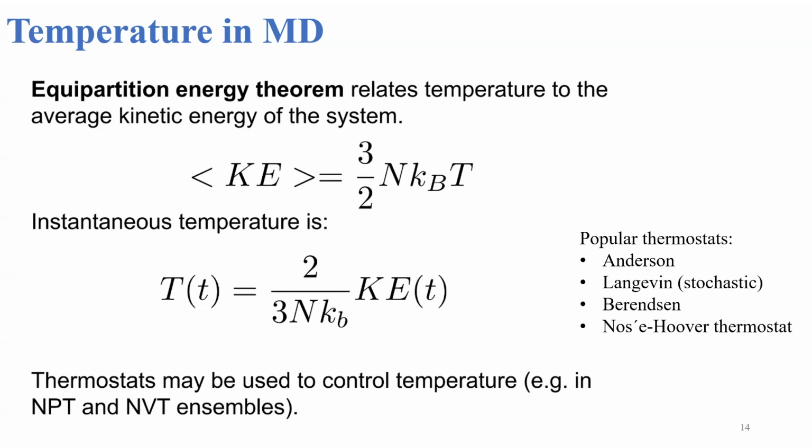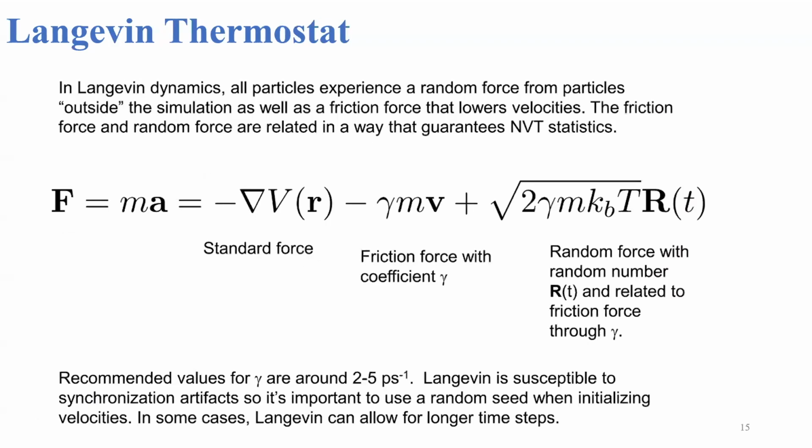So kinetic energy KE is given by 3/2 N Kb T, where N is the number of particles, Kb is the Boltzmann constant, and T is temperature. So if you can calculate the kinetic energy, we can also calculate the temperature as given by the equation below. And to have the temperature at a particular condition, we can use something called thermostats. Thermostats could be of different types like Andersen, Langevin, Berendsen, Nosé-Hoover, and so on. In this particular module and tutorial, we'll be using Langevin. So let's talk about that a little bit.